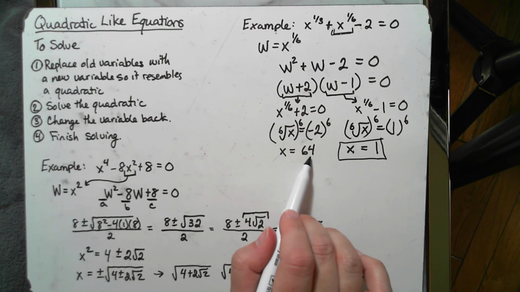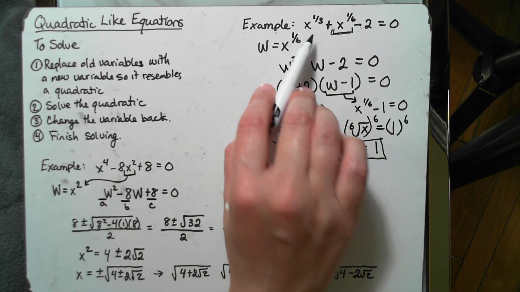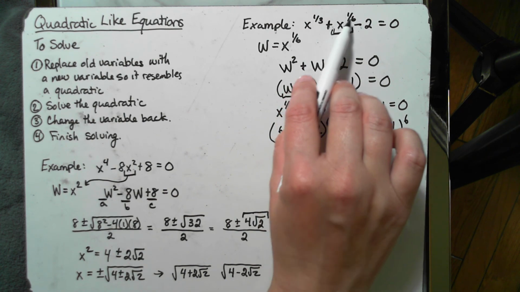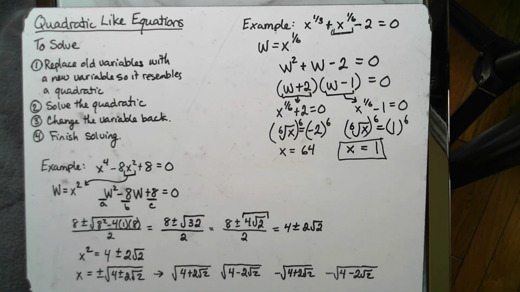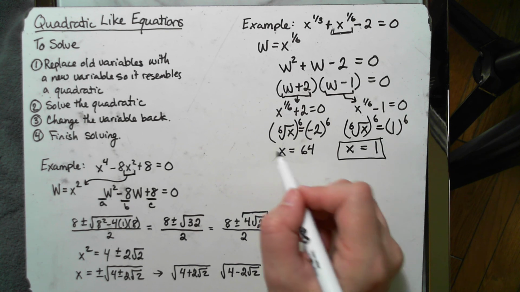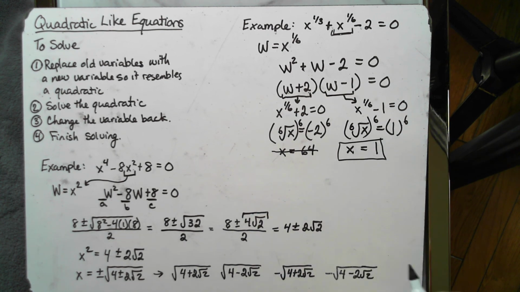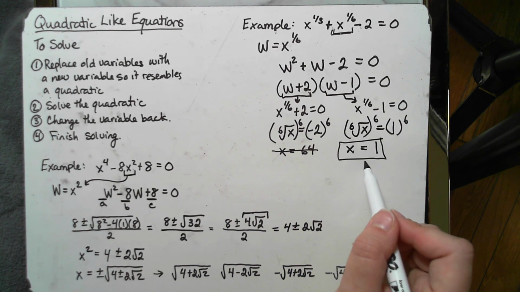Now 64 to the 1/3 power plus 64 to the 1/6 power minus 2 does not actually work. If you take it and put it into your calculator, it doesn't work. So this is an extra solution. It does not work. This is our only answer for this one.